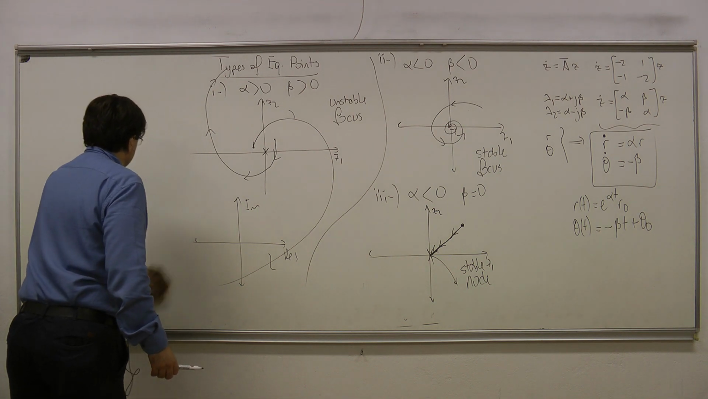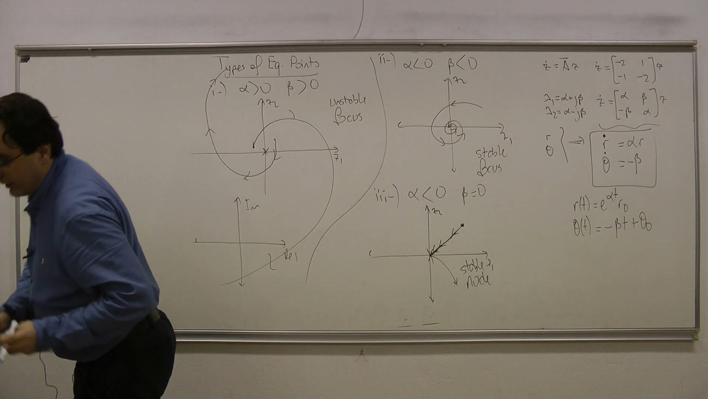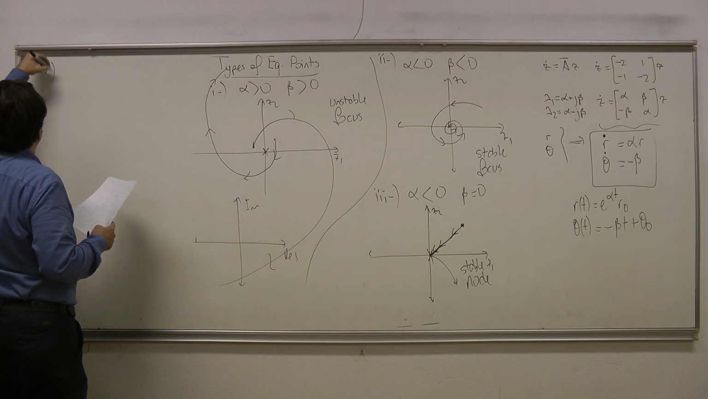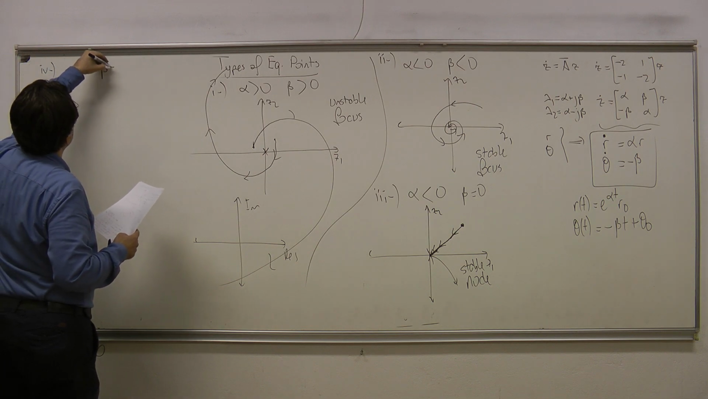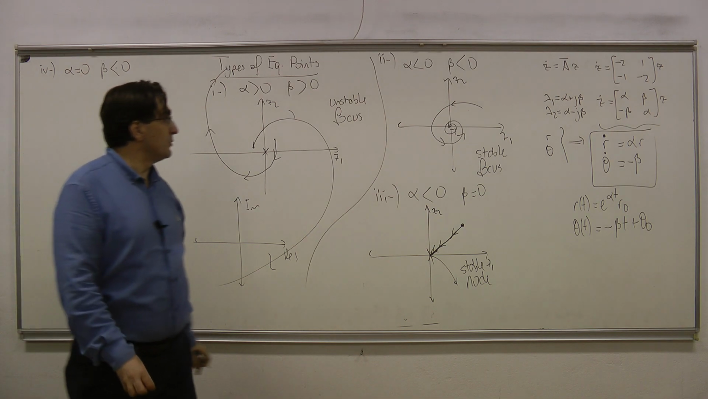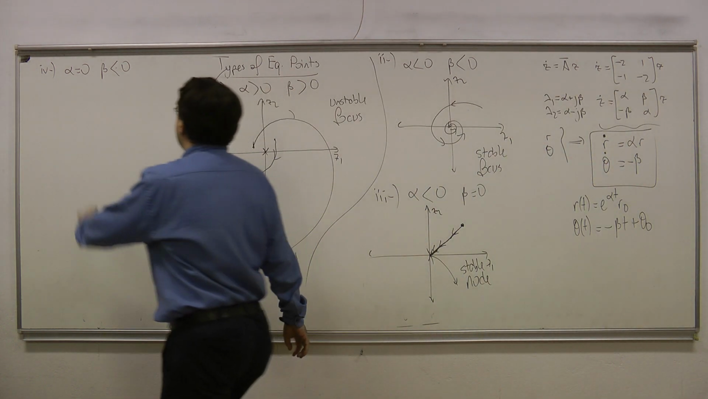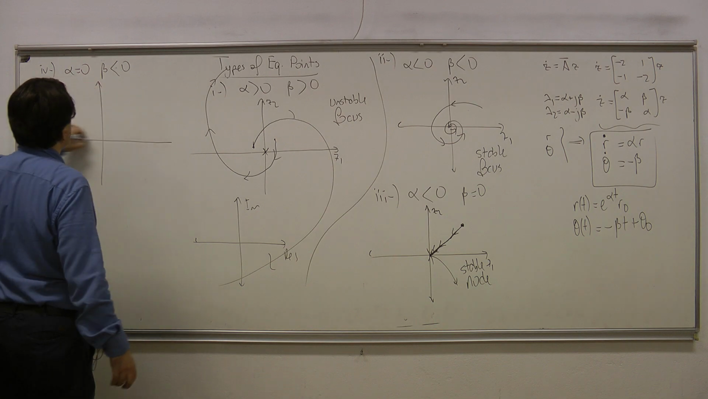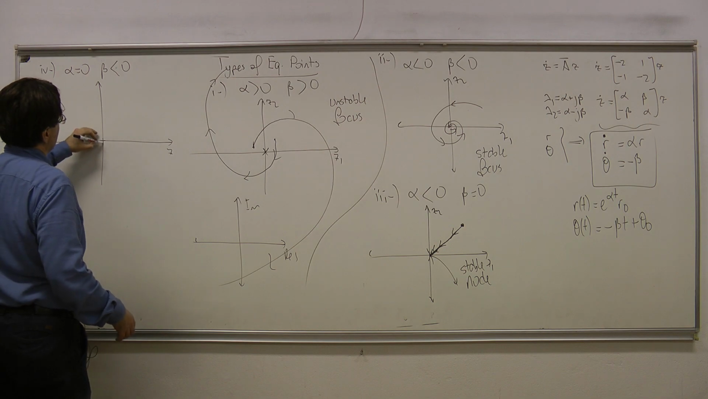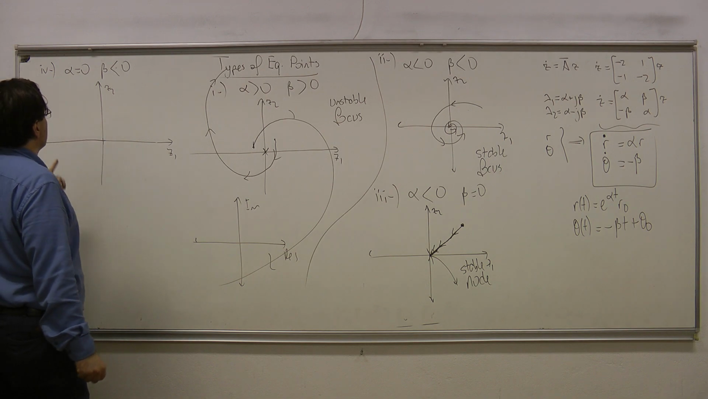So finally, let us try to see the case when alpha is equal to 0, but beta is either larger or smaller than 0. So I have the fourth case, alpha equals 0, beta, let us say, smaller than 0. Beta smaller than 0 means counterclockwise rotation. In the Z1 and Z2 plane, we're going to rotate in the counterclockwise direction.